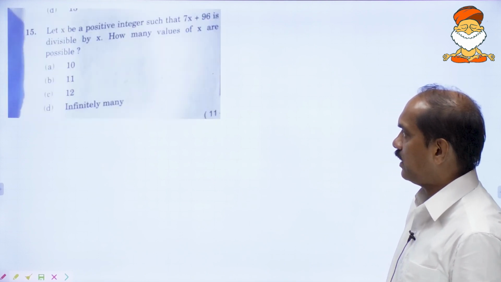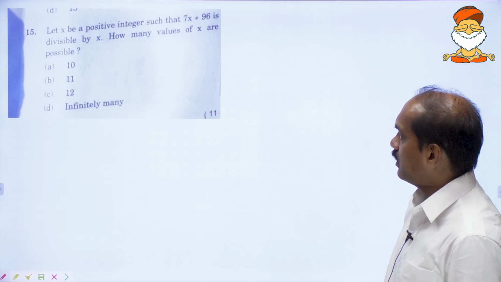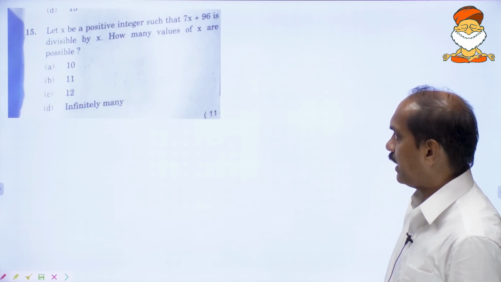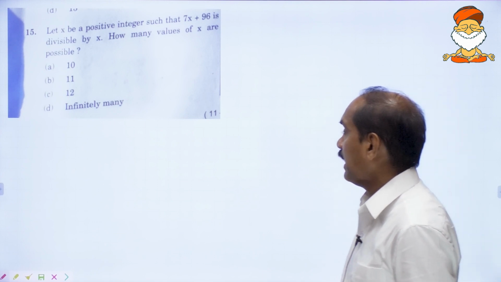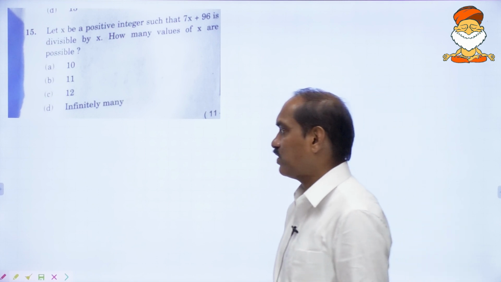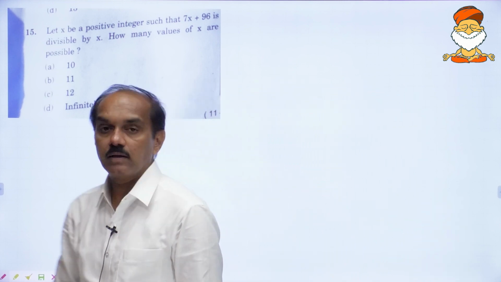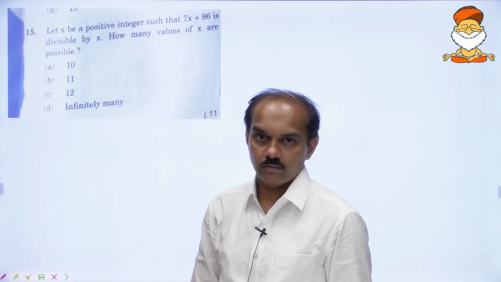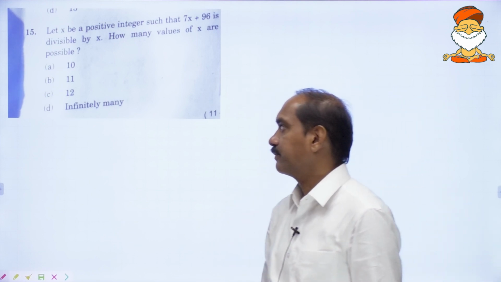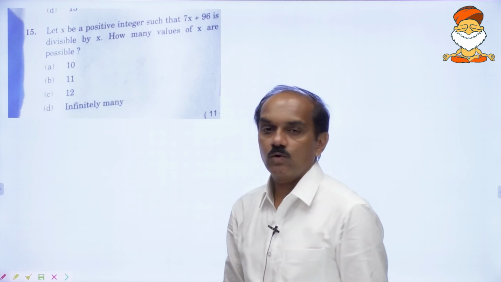Moving on to the next one. Let x be a positive integer such that 7x plus 96 is divisible by x. How many values of x are possible? Your options are 10, 11, 12 and infinitely many. There are too many. Last option. So how to solve this problem?